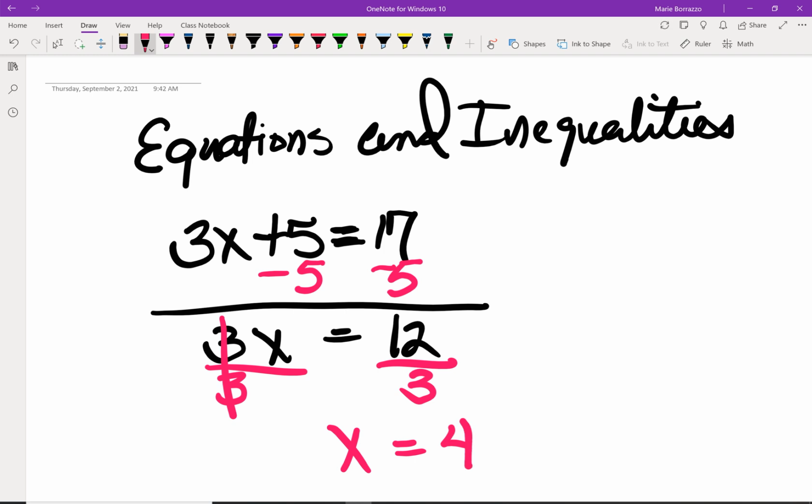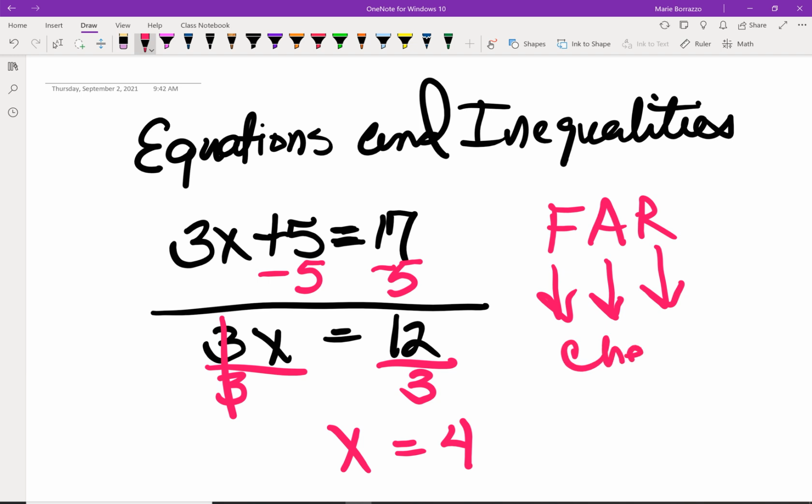Once again, if you've been in my class, you know that I always tell you to remember FAR as an acronym to remind you: fractions, absolute value, and anything with radicals. You always have to check for extraneous solutions. In this case, we don't have that, so we don't have to worry about it for this particular example.